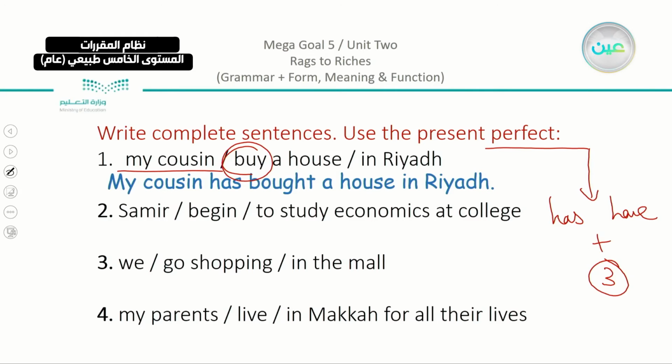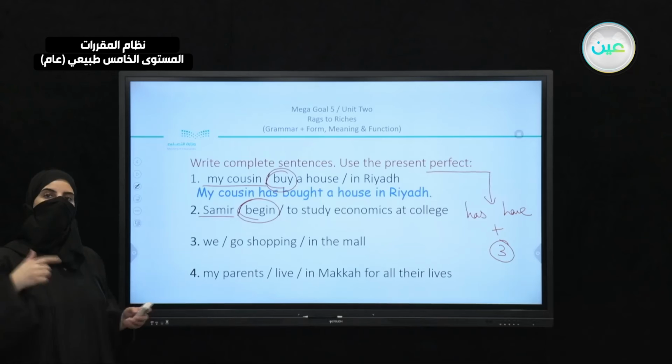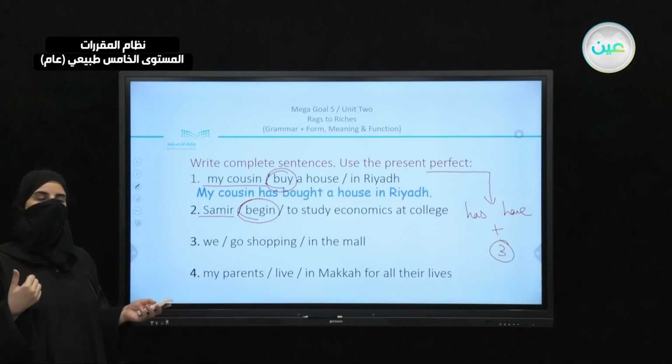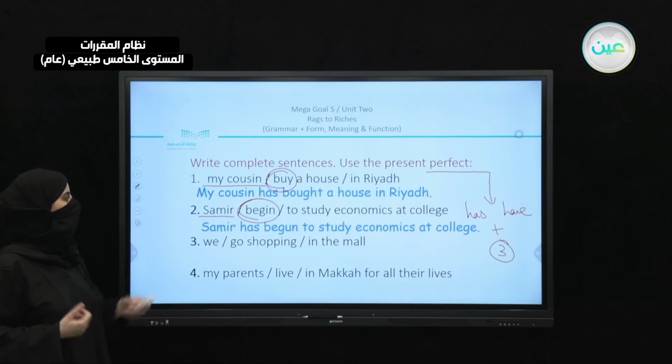Number 2, Samir began to study economics at college. So we have here Samir is singular also. And we have here begin is the main verb here. Turn it into the past participle: begin, began, begun. So the perfect tense for the singular is has. We have our sentence, Samir has begun to study economics at college.